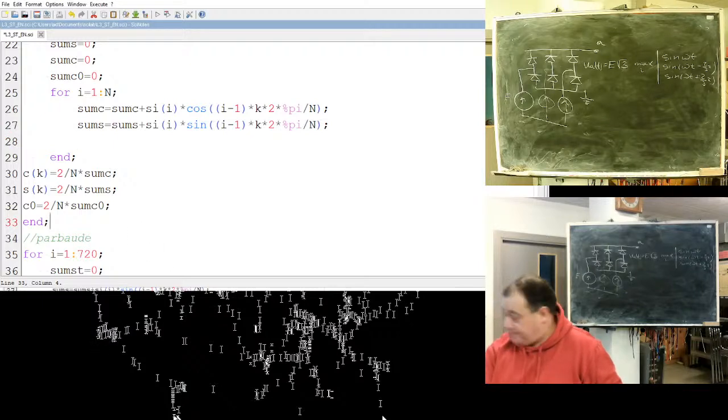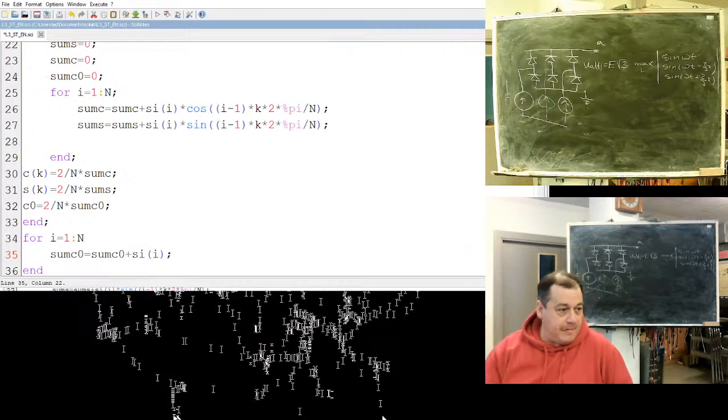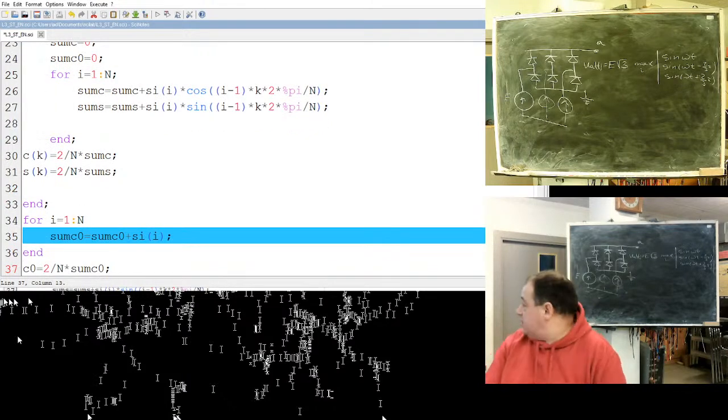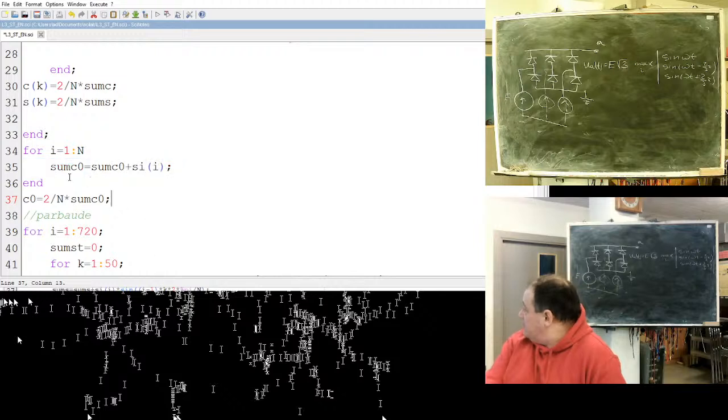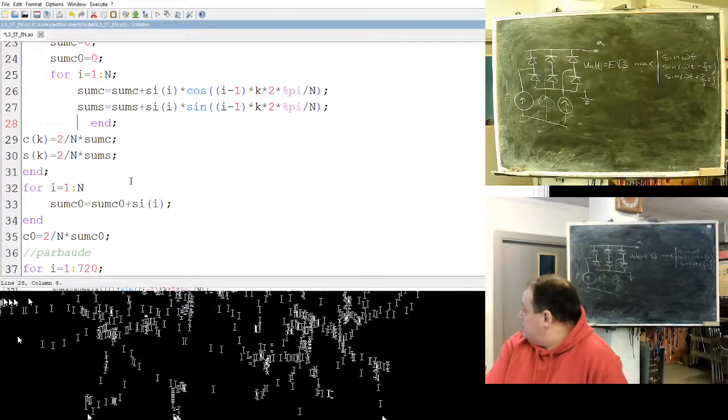But then your C0 will be... Wait one second. I need to cut it off and put it here. This one, this way is better. And final, a bit more aesthetic.